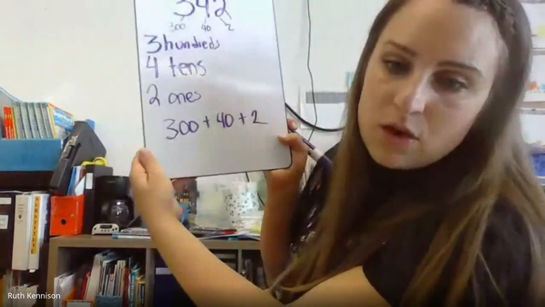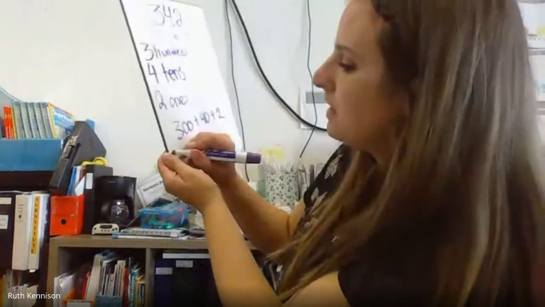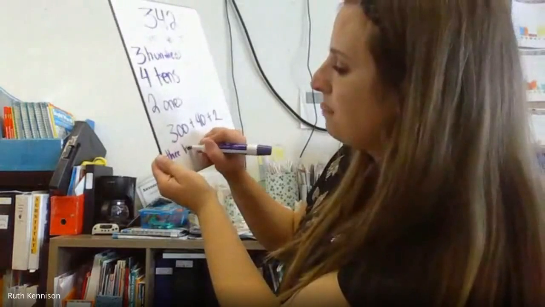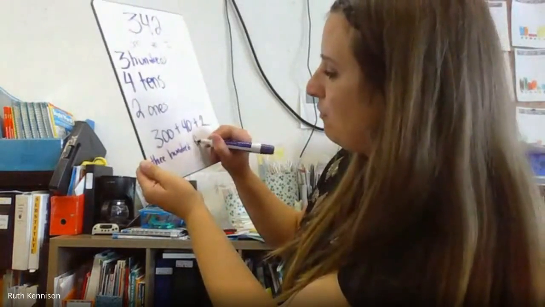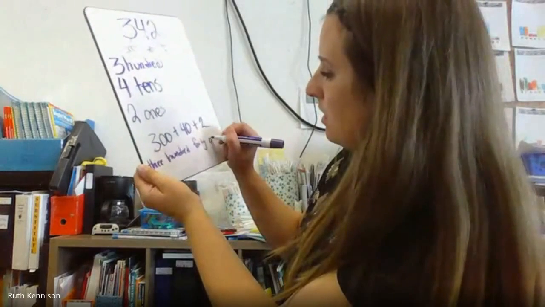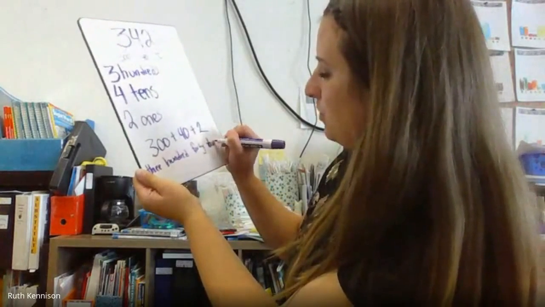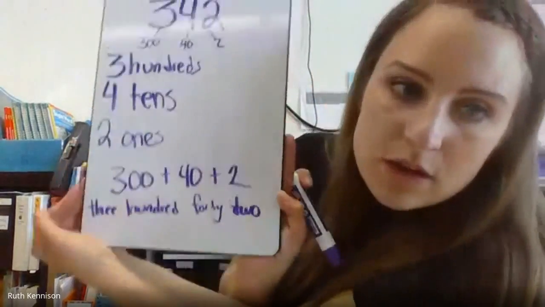Okay, and then in word form, it would be 300 42. 342.